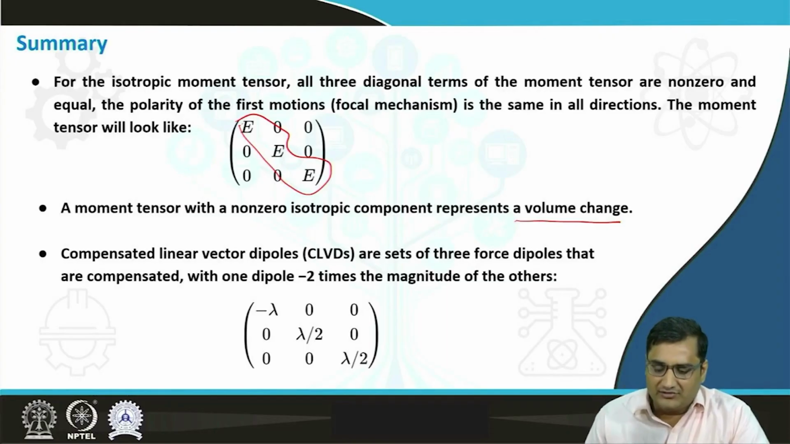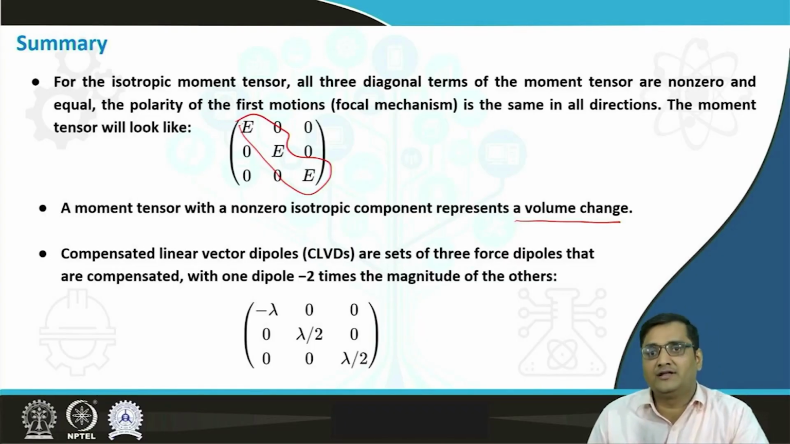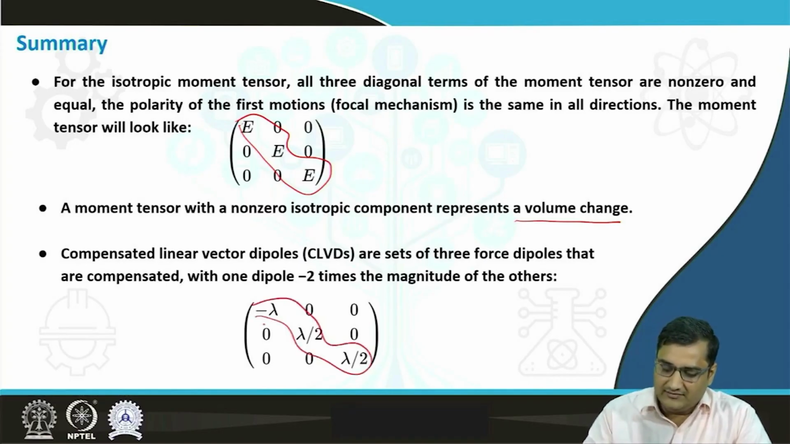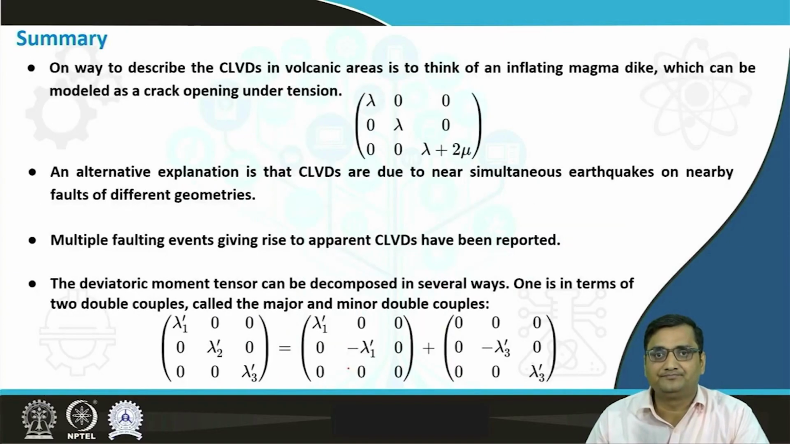Then we talked about CLVDs. The expanded form of it is compensated linear vector dipoles. This is basically a triple dipole and they are compensated, where one dipole is negative 2 times the magnitude of the others. So if you look at this one, it is negative 2 times the other two, which are in the x2 and the x3 directions.